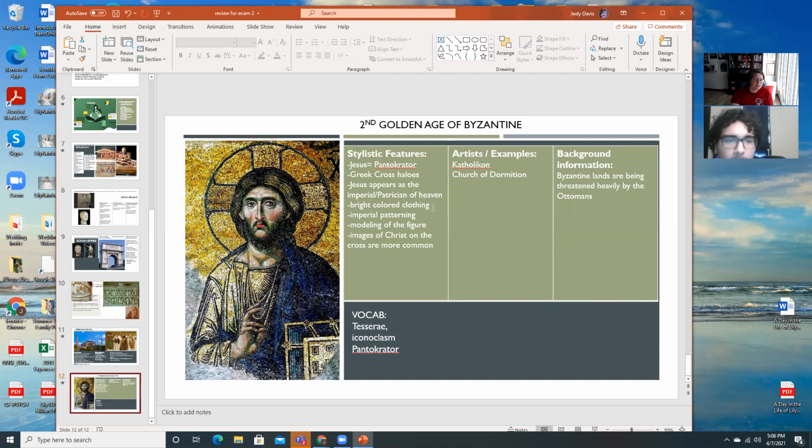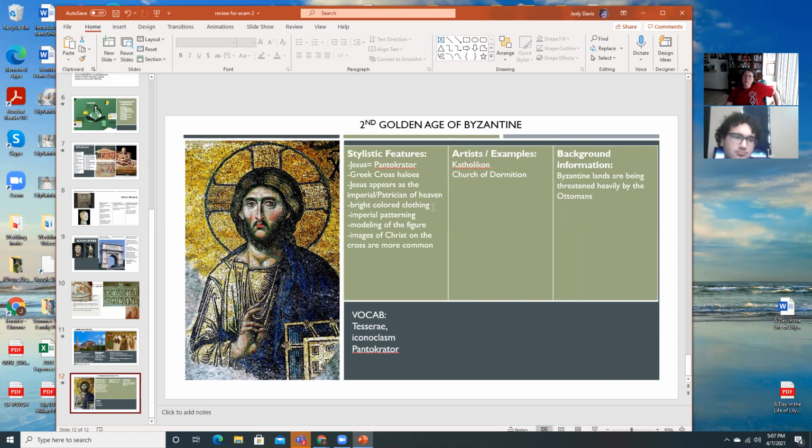Now we go from Jesus being plebeian in late antiquity to being the patrician, or the God of heaven. He has nice bright colored clothing. He looks wealthy. We see lots of imperial patterning. The mosaic is very detailed. You get a sense that the face turns in the light. And now images of Christ are more common on the cross. At the very end of the Second Golden Age of Byzantine, iconoclasm becomes rampant and we lose a lot of wooden icons.